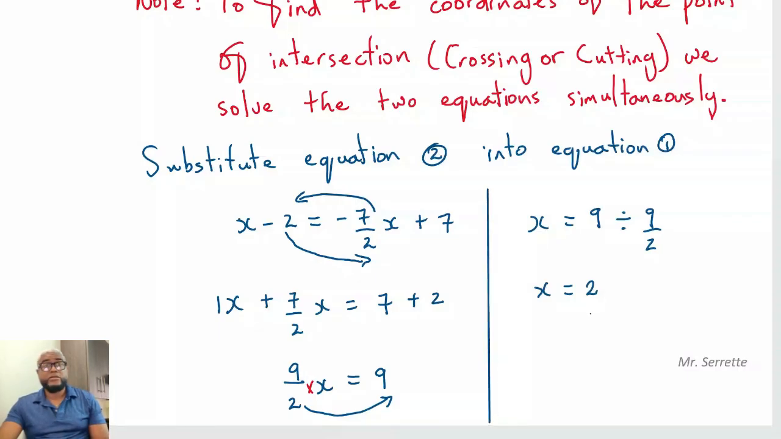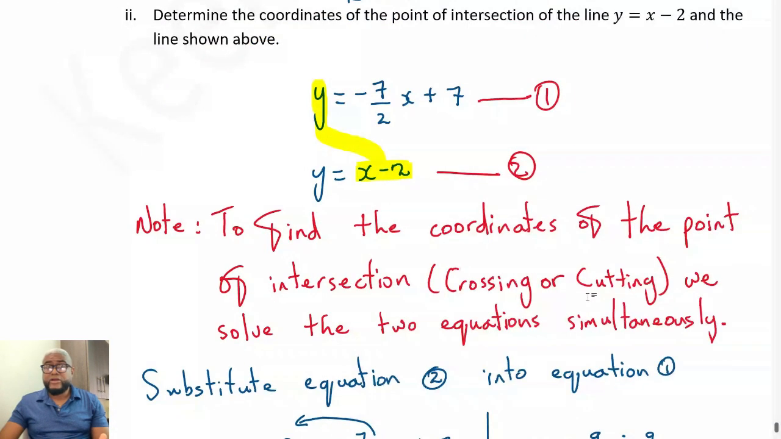But what's the mission here? We need to find the value of x and the value of y. We only did half of what we need to do, right? So we found x. X is 2. Who can tell me how we find y? You substitute the x value that you just found.